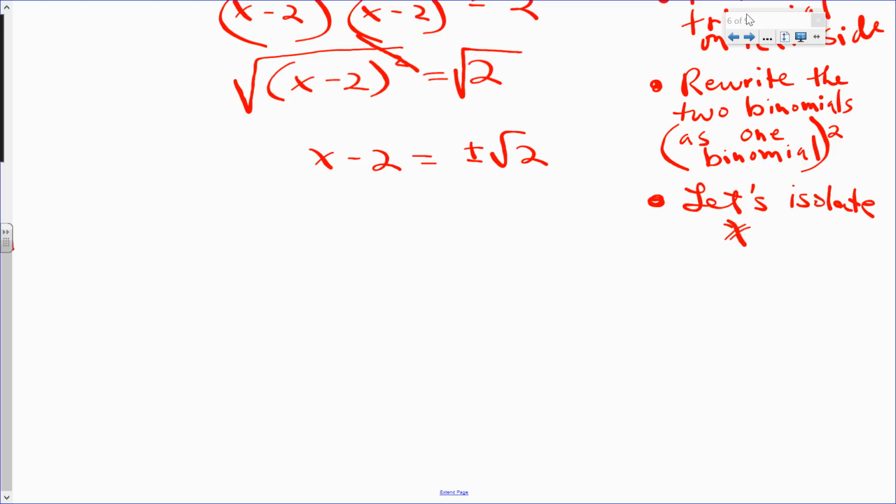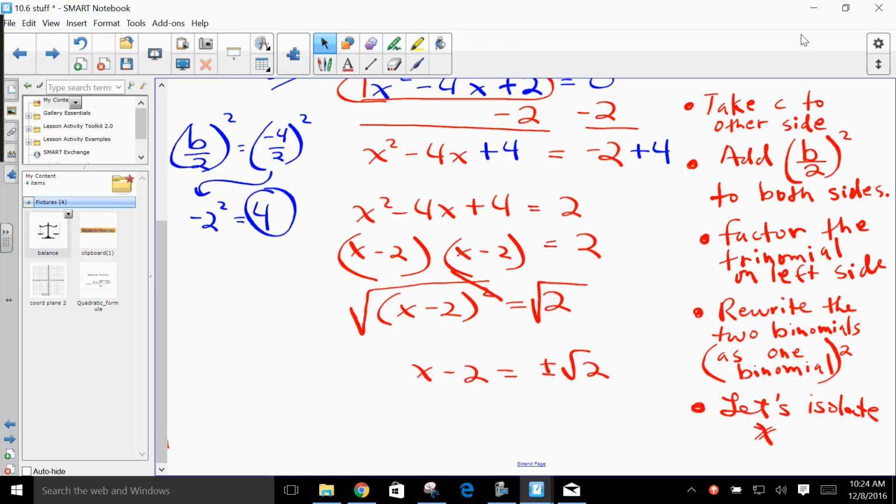But let's get x by itself. X is still not by itself. What can I do to both sides and get x alone? Add 2, huh? Exactly. Let's add 2 to both sides. Let's add 2.